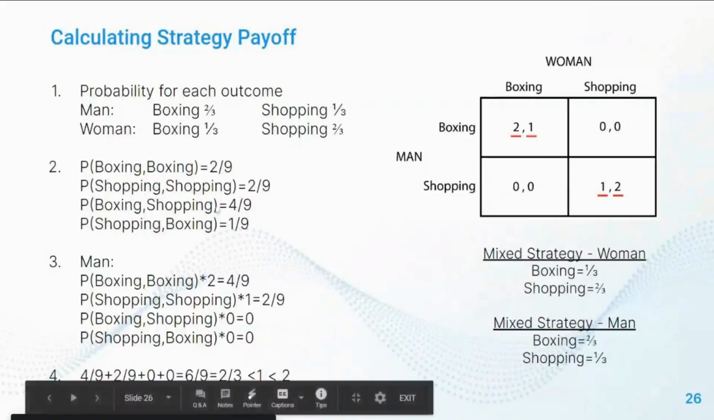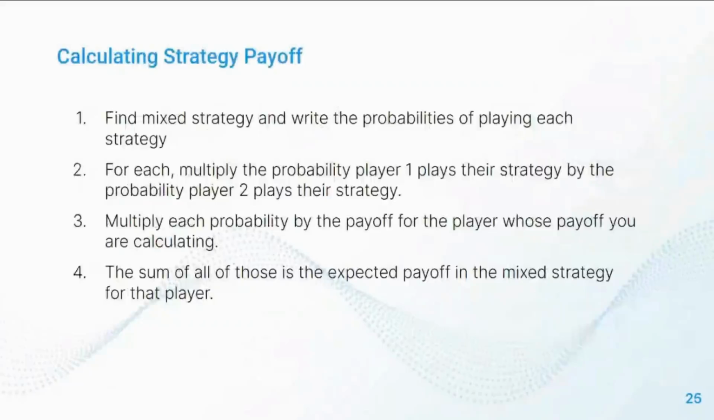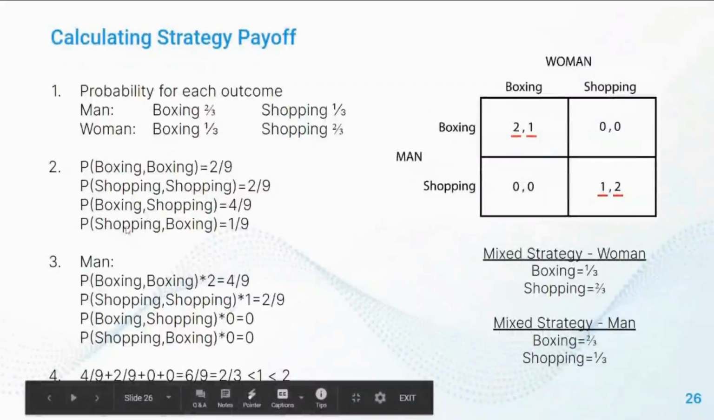And then for boxing and shopping, okay, man choosing boxing and woman choosing shopping, that's 2 times 2, which is 4 over 9, 9 in total. And then shopping and boxing is the opposite. It's 1, because 1 times 1. So now, as we said in the previous slide, step 3 is multiplying each probability by the payoff for the player for whom you're calculating. So you have here for the man, boxing, so the utility is 2.